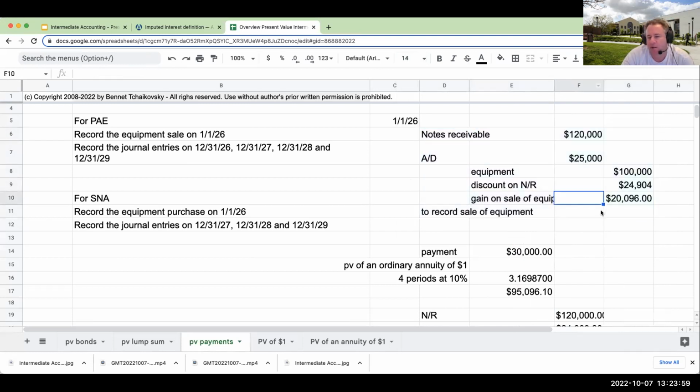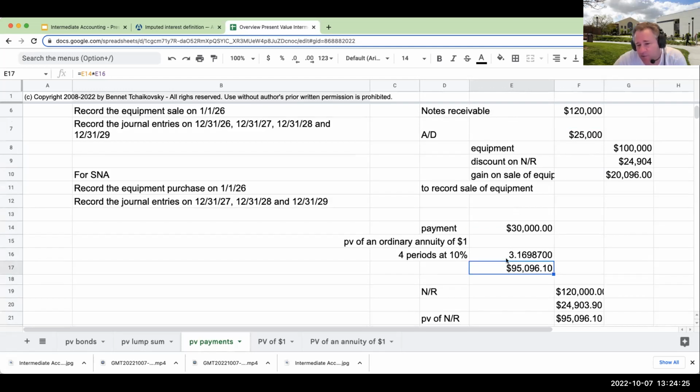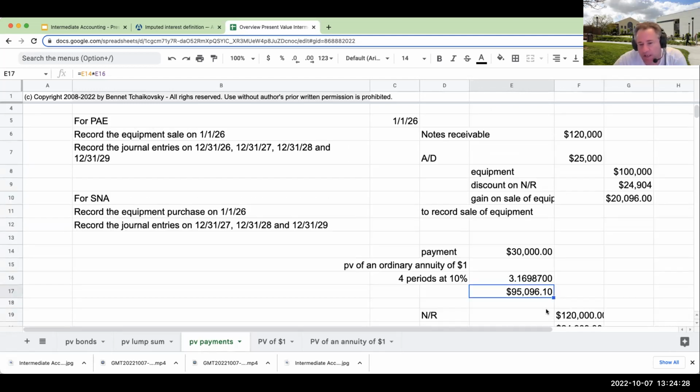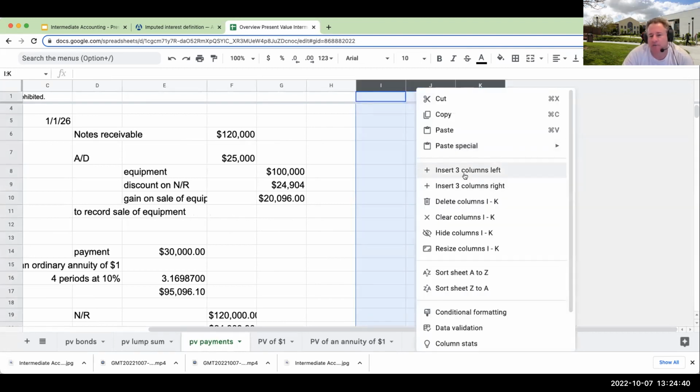So here we go. We've got the initial journal entry done. Let's talk about this a little bit. The discount on notes receivable, as we saw in part 2 of the video series, is really a holding account for interest revenue. So the value of that note is not 120, it's 95,096. The difference between the 120 and this amount really represents interest revenue, which I will be recognizing over time.